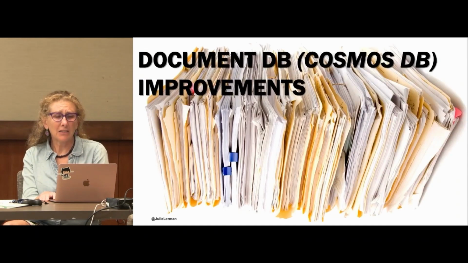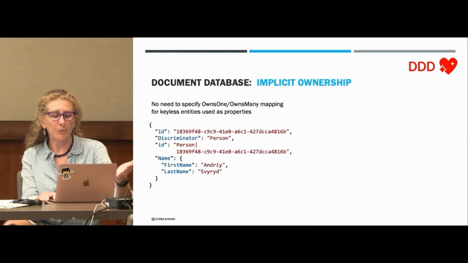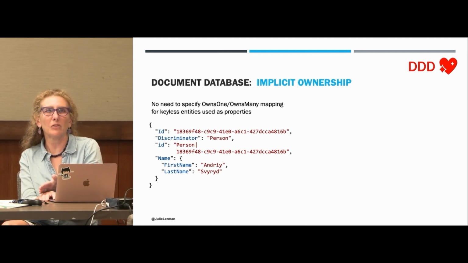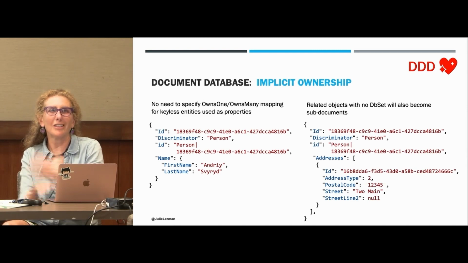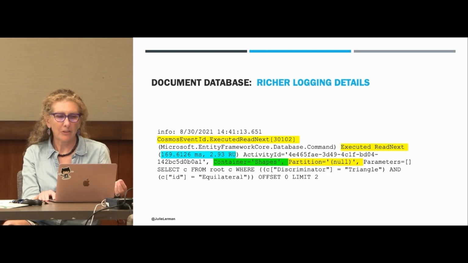More about that. Document DB, there's all kinds of improvements for Document DB. The most important one is that it understands by default to have subdocuments, right? So it doesn't treat Document DB, Cosmos DB, like a relational database.